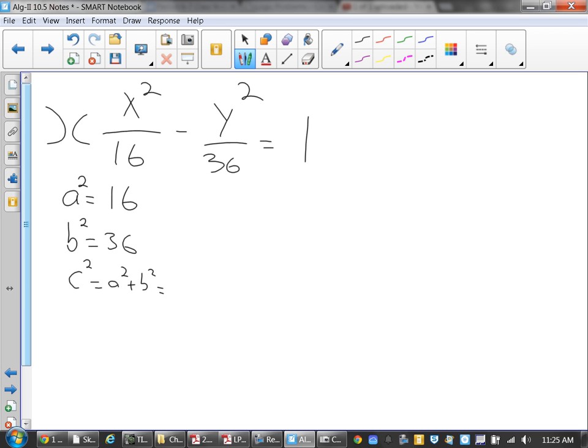c squared is 16 plus 36, which is 52. Now, let's go through our roots. What's the square root of 16? 4. So a will be at plus or minus 4. b, plus or minus 6. c, plus or minus 2 root 13. Very good.